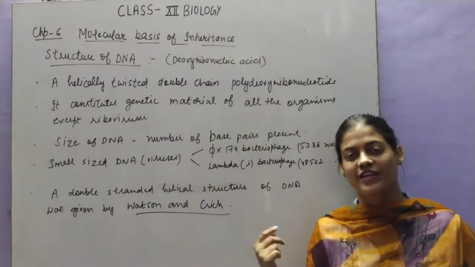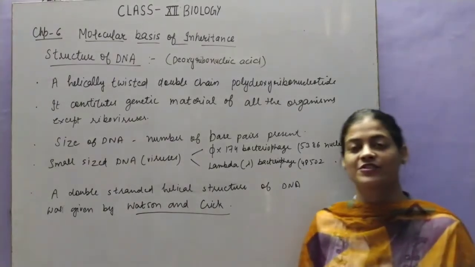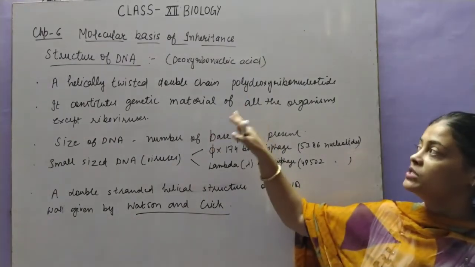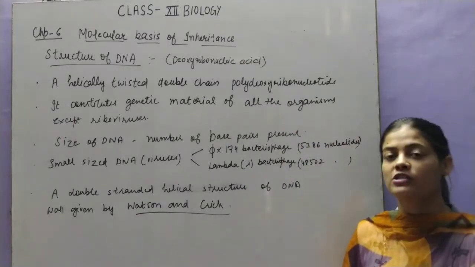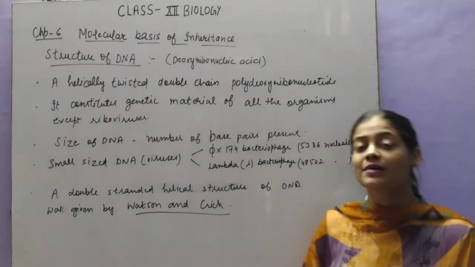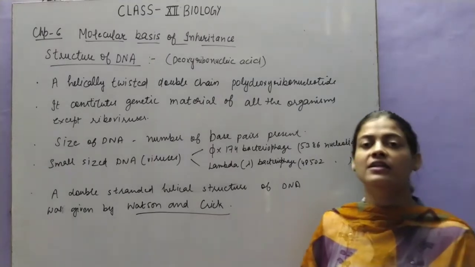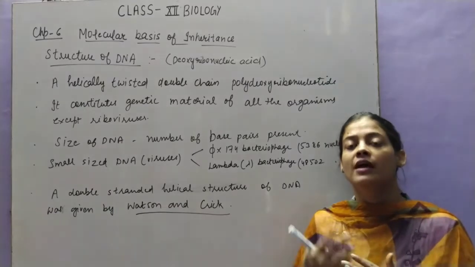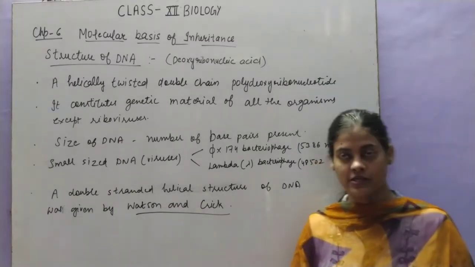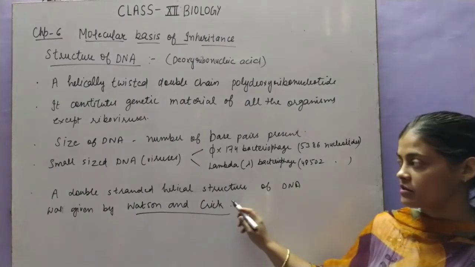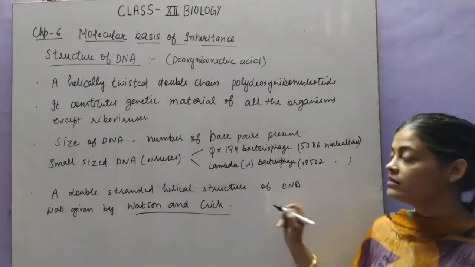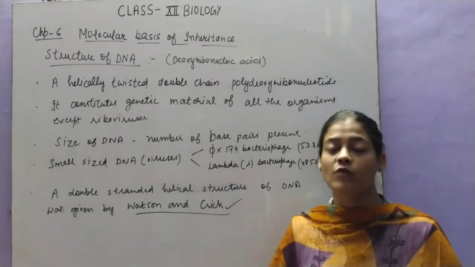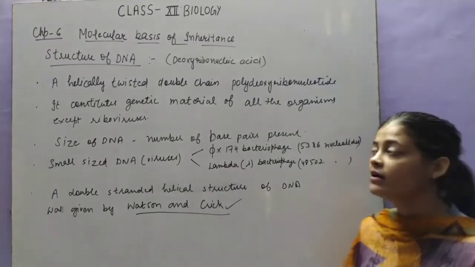So let's see the structure of DNA after discussing about the basic structure of nucleic acids. So DNA is a helically twisted double chain polydeoxyribonucleotide. It is actually a macromolecule and it is helically twisted. Helically twisted means it is in the form of a twisted structure and a helix is formed. Actually this double-stranded helical twisted structure was given by Watson and Crick. So we will discuss the Watson and Crick model of DNA.